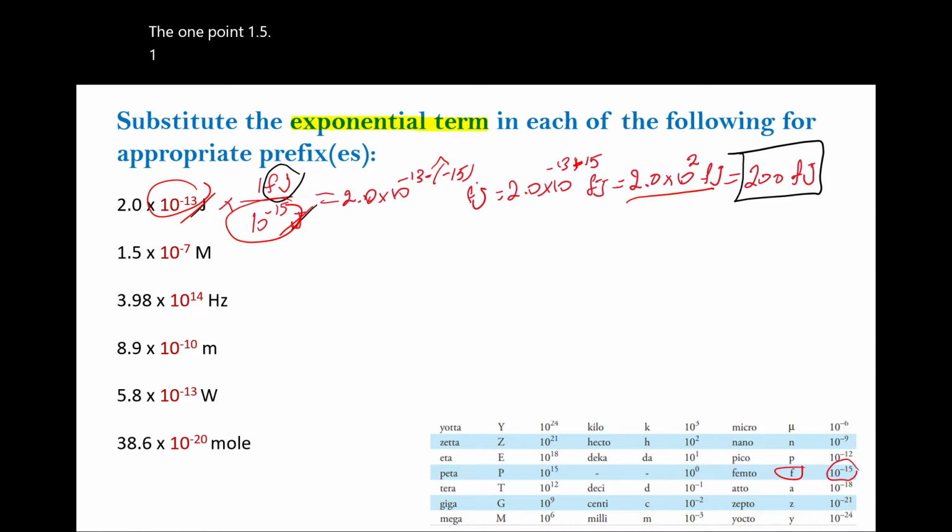1.5 times 10 to negative 7 molar. How can we simplify this? How can we use a prefix so that we show it better, basically? I think the closest one would be maybe 9. We can use 10 to negative 9, nano. Let's try nanomolar if we can do that.